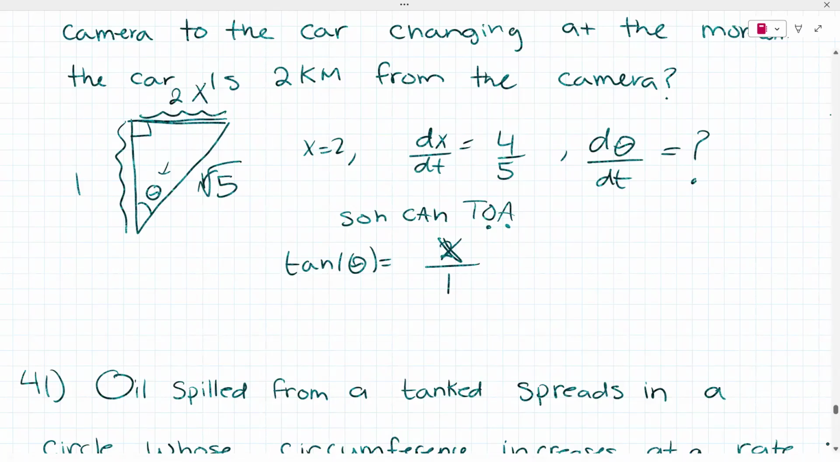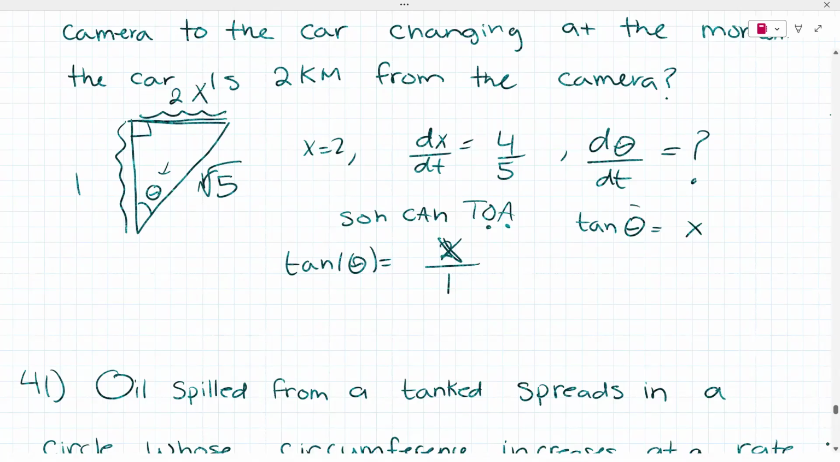So I have tan theta equals x over 1. You'll see why I use letters. This horizontal distance is x, this vertical distance is 1. And so we have tan theta equals x. What I would do next is take the derivative of each side with respect to time, always with respect to time.